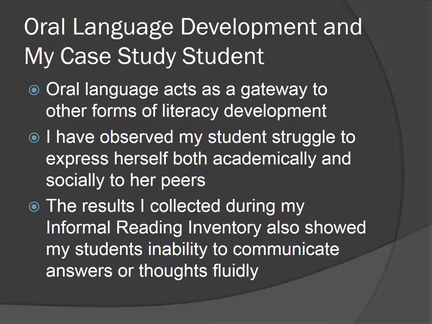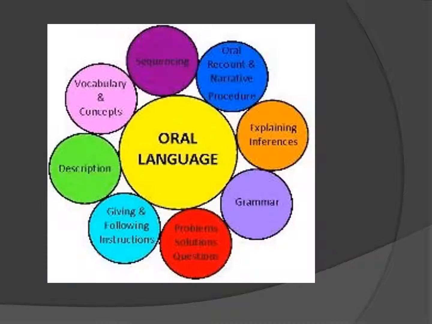Also, the results I collected from my informal reading inventory showed that my student was unable to communicate answers or thoughts fluidly, and you can really see how oral language and vocabulary play a role with each other. When I was researching, I found this graphic. It just shows the different aspects of oral language. Mainly, oral language involves communication, so it's really clear that students have an issue communicating because if they struggle with oral language, they aren't able to explain themselves or orally recount or even give and follow directions.